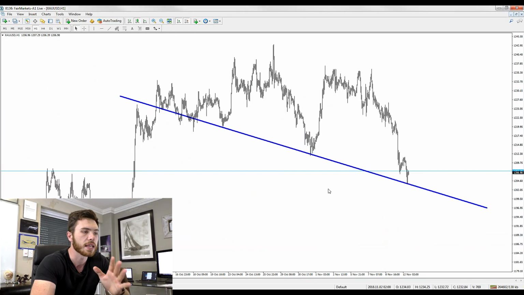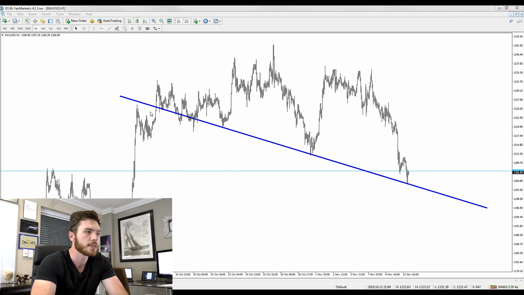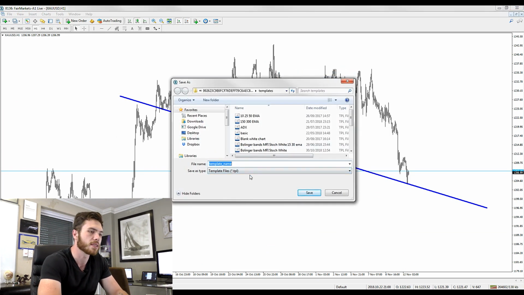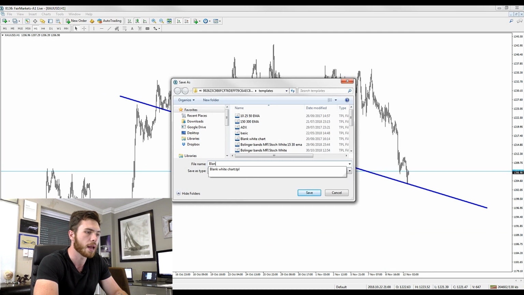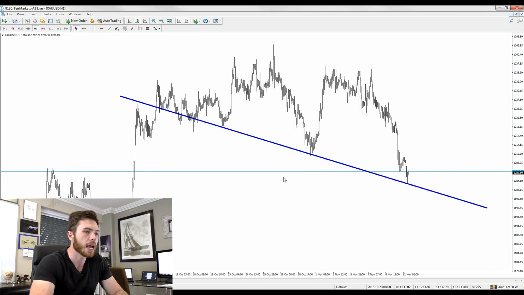So now you can see there's nothing on the chart, and I'm just going to go template, save template, and I'm going to save this as a brand new template. I'm just going to call it blank white chart. You can see that there's already one up, but I'm just going to save it again. And you can see that I've also got my trend line over here as well.